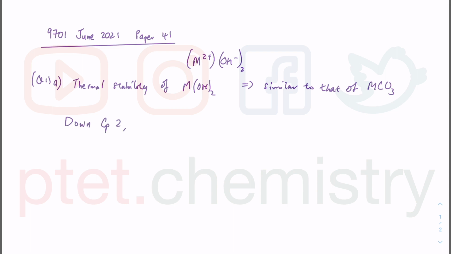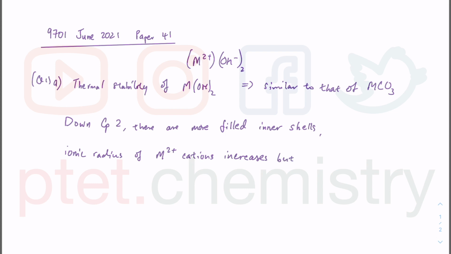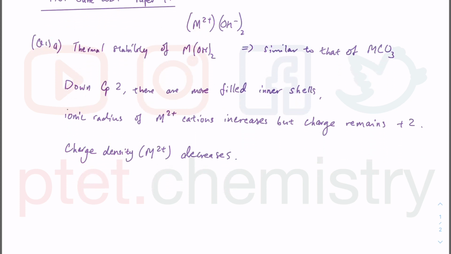Down group 2, there are more shells filled. If there are more shells filled, the size, the ionic radius of the M2 plus cations would increase, but the charge remains plus 2. So the charge density of M2 plus decreases, because charge density is charge over size, charge over volume. Your charge is the same, but your size gets bigger and bigger due to more shells being filled. Therefore, your charge density decreases.